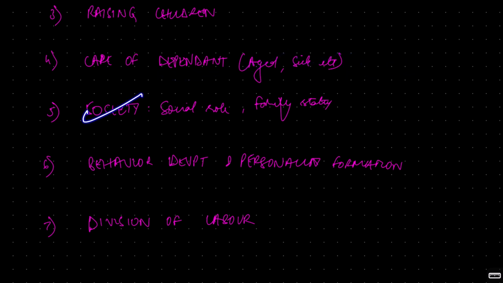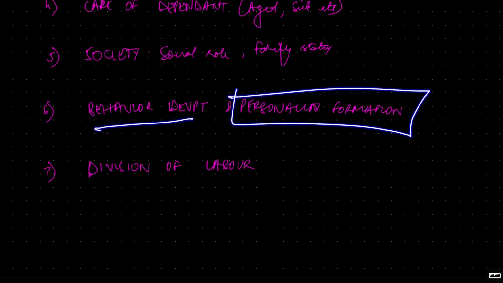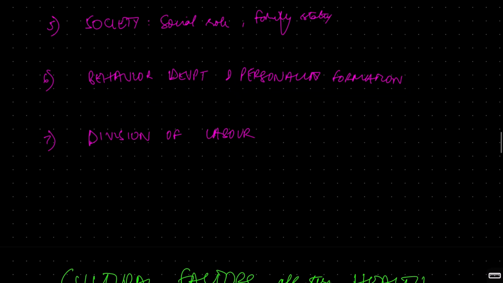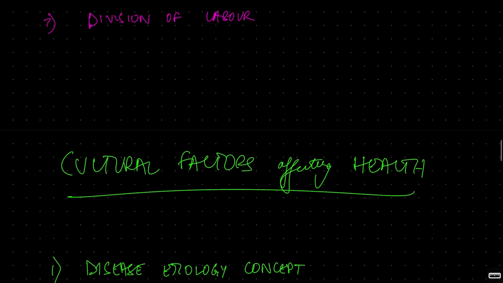The family has a societal role, a social role, and a family status. There's a status for that family, there's a family name, all there in society. Behavior development and personality formation of the members of the family, and division of labor. I told you, right? Communal family, there's division of labor. These are all functions of a family. It is just basic common sense.